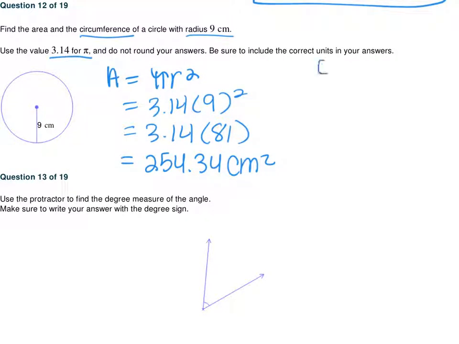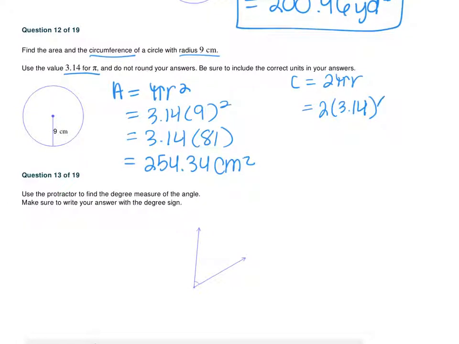So our circumference formula is circumference equals 2 times pi times the radius. Keep the 2, 3.14 for pi, and then my radius is 9. Multiplying all these together, and I get a final answer of 56.52 centimeters.